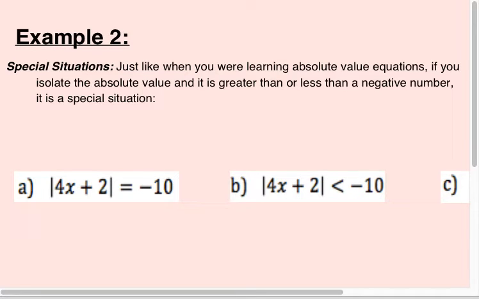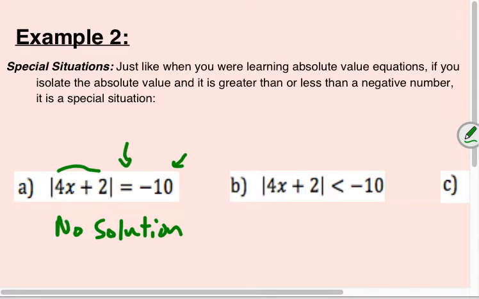So, some special situations. It talks about special situations, just like when you were learning about absolute value equations. If you isolate the absolute value and it's greater than or less than a negative number, it's a special situation. Well, here's an equation. When I take the absolute value of this 4x plus 2, it's going to be positive, so it's never going to equal negative 10. This is definitely no solution. And you learned that when we solved absolute value equations.